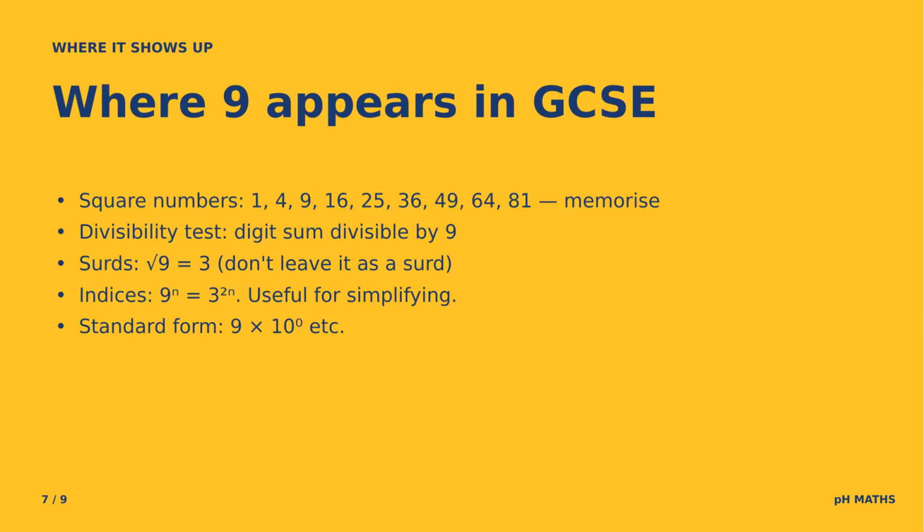Where 9 appears in your exam, square numbers 1, 4, 9, 16, 25, 36, 49, 64, 81. Memorize the first 9 squares cold. Divisibility test by digit sum. Surds, root 9 equals 3. Never leave it as a surd. Indices, 9 to the n equals 3 to the 2n. And standard form, 9 times 10 to the n is often the upper bound of a number written in standard form.